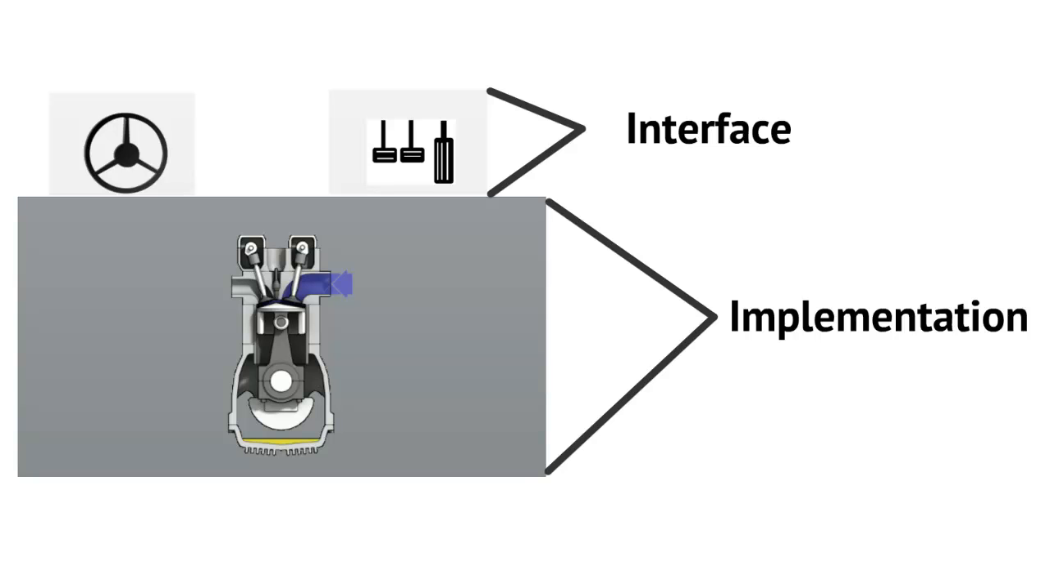So you could go in and actually change out the engine, go from a 4-cylinder to a 6-cylinder, or from a gasoline combustion engine to a hybrid or an electric motor. There are a lot of different choices we could have in terms of the actual implementation that would not break the interface of having a steering wheel, a gas pedal, and a brake pedal.